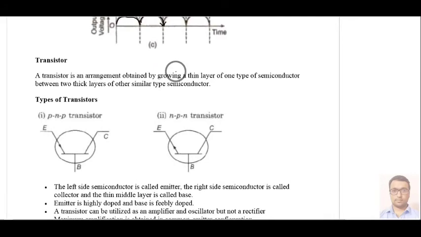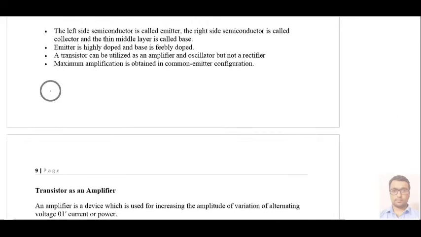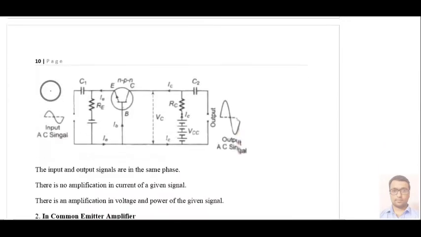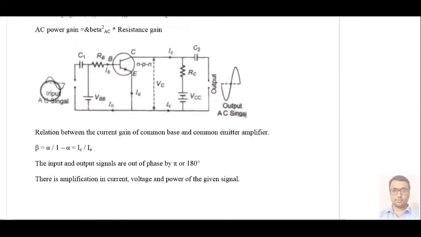Then this section has been removed from your syllabus: types of transistor, PNP or NPN. So we will now look at the topic LED, light emitting diode.